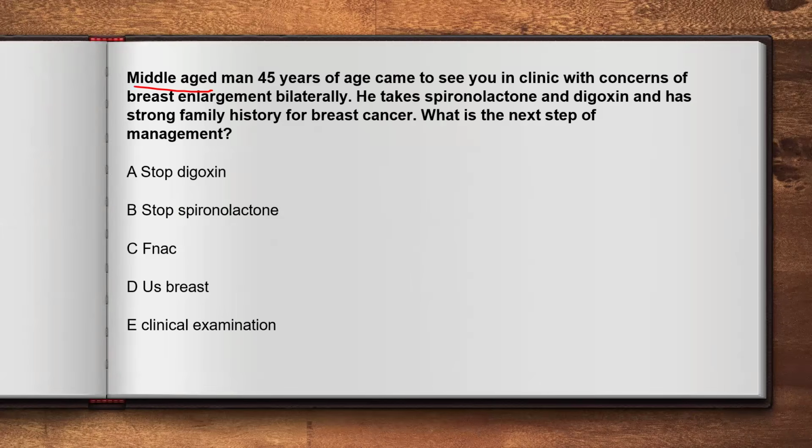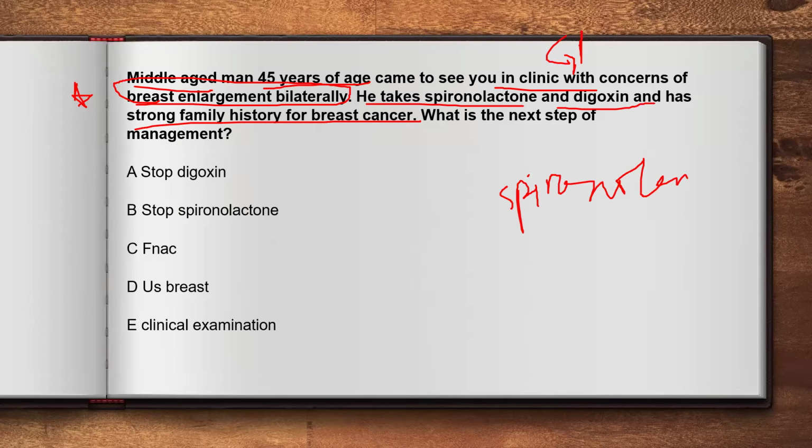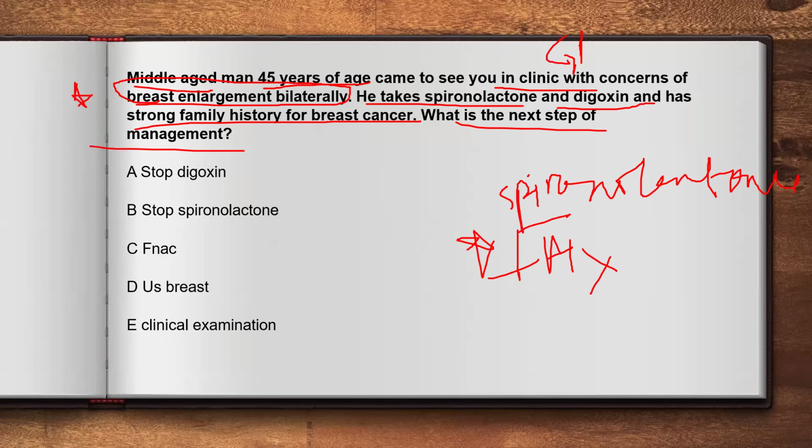We have a middle-aged man, 45 years of age, who came to see you in clinic. So this is a GP setting they're talking about. Now he's having concerns of breast enlargement bilaterally. It's a male with bilateral breast enlargement. He takes spironolactone and digoxin and has a strong family history of breast cancer. So he's on a medication that can cause gynecomastia and also has a positive family history as well. What is your next step of management?